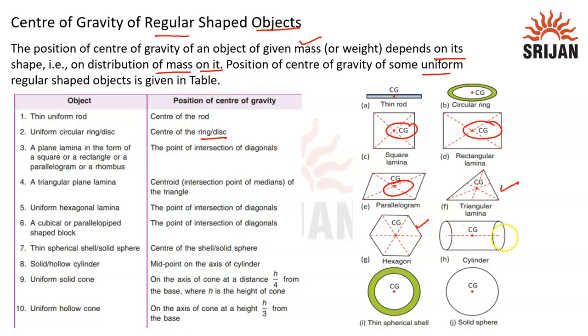For a cubical or a parallelepiped shaped block, again the point of intersection of diagonals is the center of gravity. For a thin spherical shell or a solid sphere, the center of that shell or solid sphere is the center of gravity. For a solid or hollow cylinder, the midpoint on the axis of the cylinder is the center of gravity. For a uniform solid cone, it will be on the axis of the cone at a distance of h by 4 from the base, where h is the height of the cone. And for a uniform hollow cone, it will be on the axis of the cone at a height of h by 3 from the base.